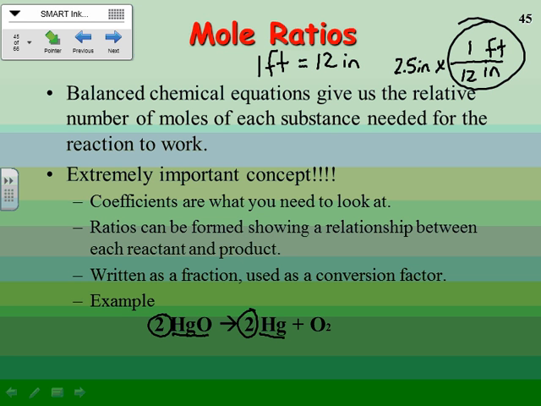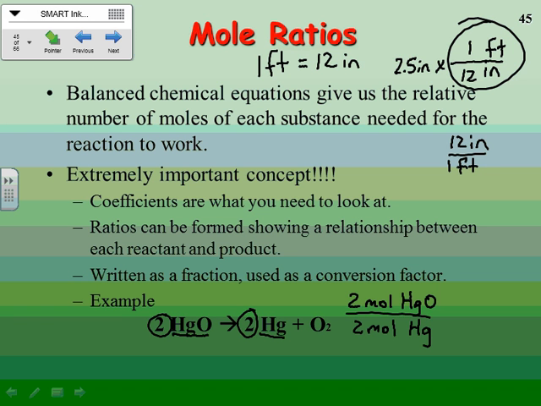So again, remember, we're writing these as conversion factors. So that first relationship, I would write as 2 moles of HgO over 2 moles of Hg. Okay? That's one of my relationships there. Now, could I write that in the other direction? Could I flip this? It'd be the same thing, right? Can I write it that way as well? Sure. It's the same thing.